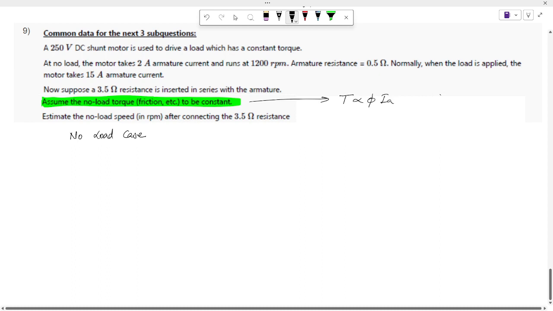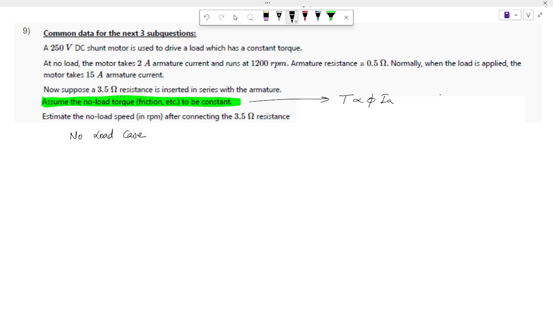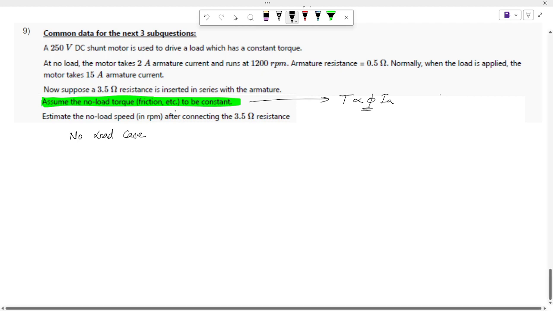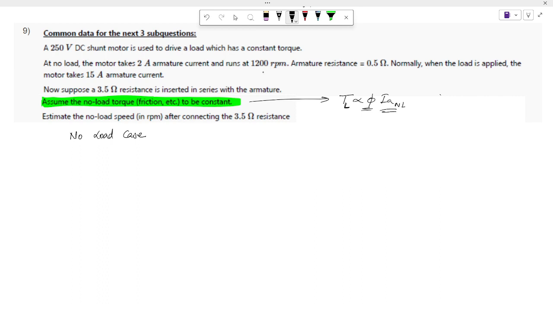Since we are adding resistance in the armature circuit, we are not changing anything with the flux, so flux is constant, and the no load torque will be constant. That means Ia no load will be constant. In the no load case, what they are saying: 2 ampere armature current, runs at 1200 rpm.